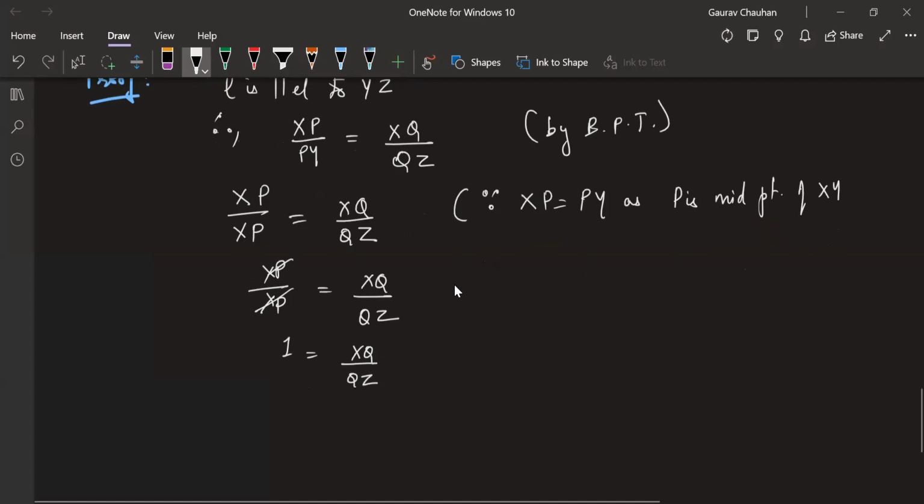Go ahead now, Nishchay. We'll move XQ to the other side, sir. Which one will move to the other side? QZ, sir, the below one. QZ will come to the left side. It will get multiplied. 1 into QZ is equal to XQ. That means QZ is equal to XQ. Hence proved.